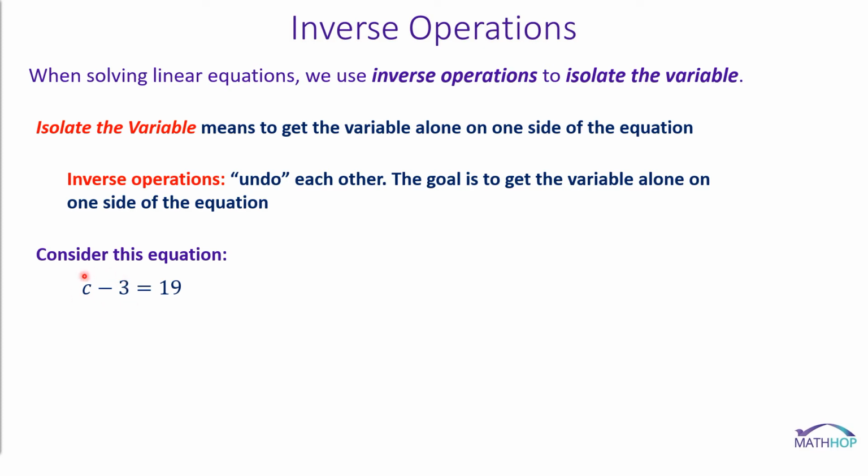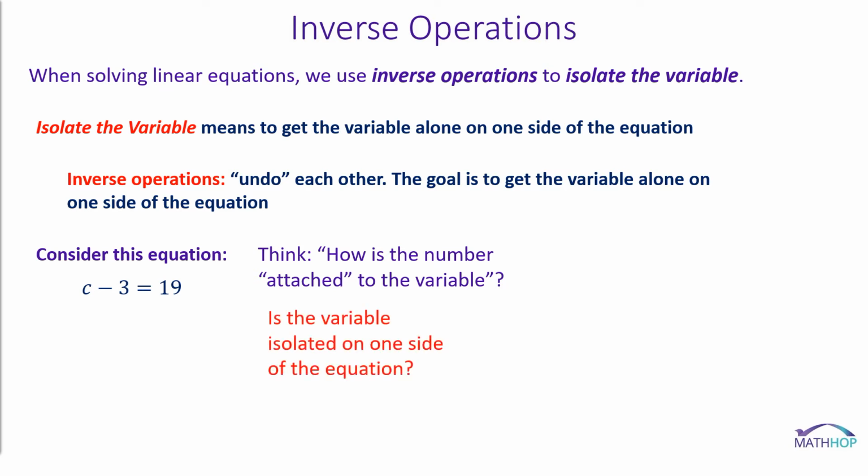It is not currently alone on the left side of the equation, right? So how is 3 attached to the variable? Or is the variable already isolated? Maybe this is done for us. Is C all alone on the left side of the equation? Well, I kind of tipped the hat and said that it wasn't, so we know that it is not. So no, C is not alone on the left side of the equation. We have a 3 on the same side with it.